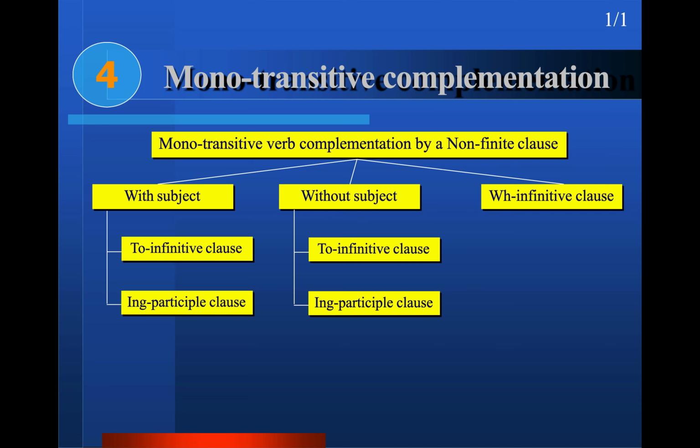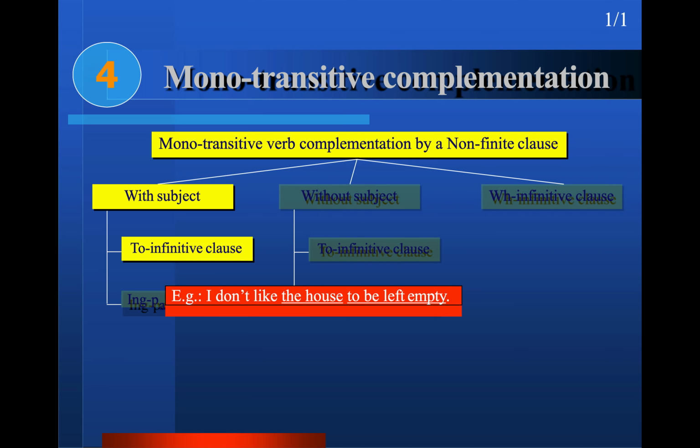So, monotransitive verb complementation by a non-finite clause. This time we don't have a finite clause. We have a non-finite clause, a tenseless clause, as we said. But once again, I should reiterate that this non-finite clause functions as an object, and the verb is a monotransitive verb. Sometimes there is a subject with it, sometimes there is no subject, sometimes there is a WH infinitive clause.